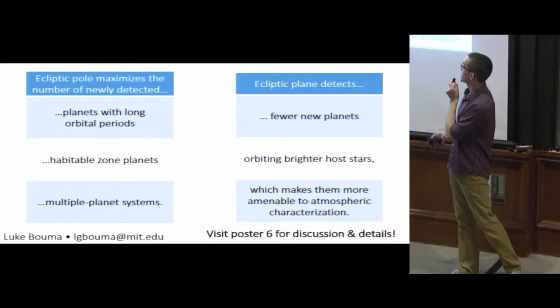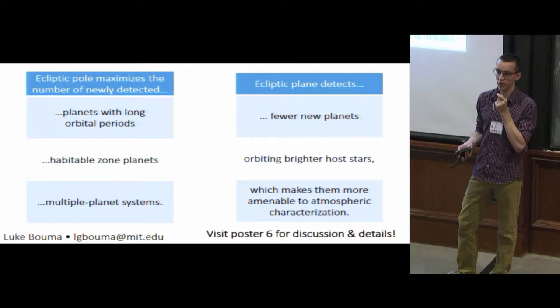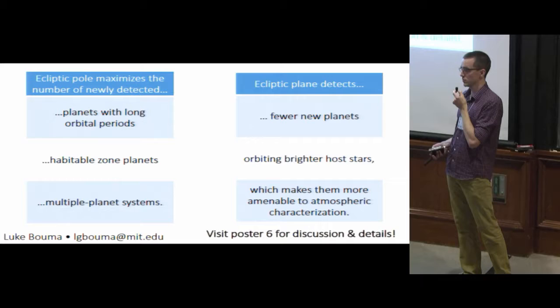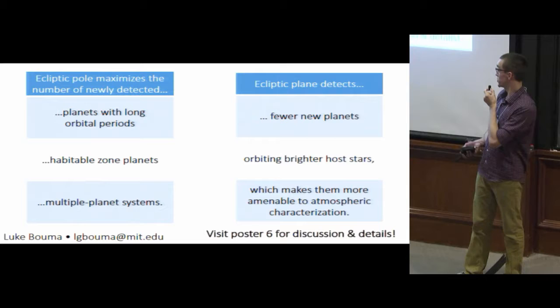However, these new planets tend to orbit brighter host stars, which means that, as a whole, they're more amenable to atmospheric characterization. Now, this type of trade-off that I've presented, which is one based purely on planet detection statistics, is only one of many factors that need to be considered when choosing what to do over a long potential observing baseline with TESS. If this topic is interesting to you, then I invite you to please come find me by my poster. I will be at number 6 later this afternoon. Thank you.